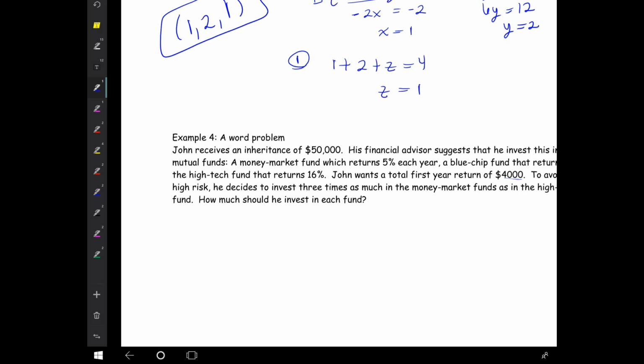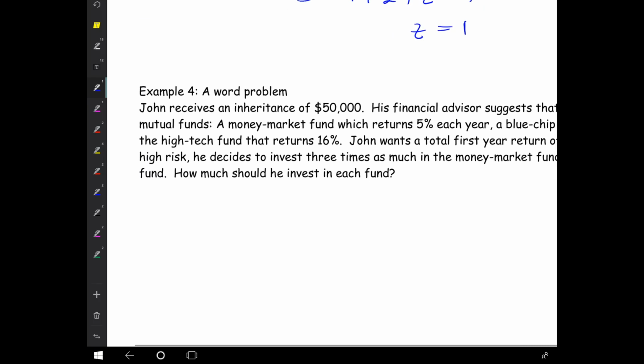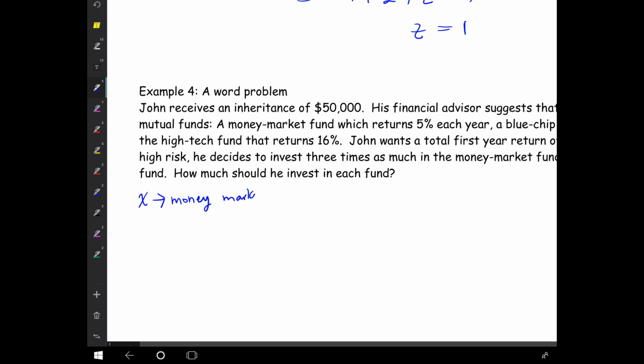Okay, what variables do you guys want to use? A, B, C? X, Y, Z? All right, X, Y, Z. X will represent the money market fund, which returns 5% of value. Y will represent the blue chip fund, which returns 9%. And Z will represent the high tech, which returns 16%.